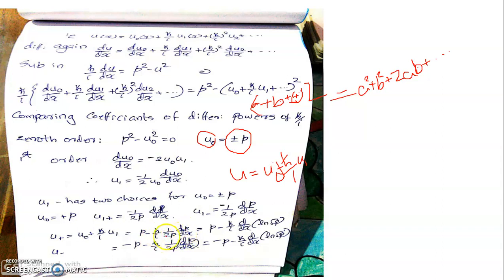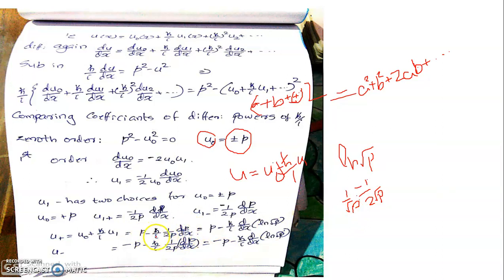We will rearrange this. See, 1 by 2p dp by dx is the derivative of natural log root p. Natural log root p has a derivative: derivative of logarithm is 1 by what is there inside the logarithm, that is 1 by root p, and the derivative of root x is 1 by 2 root x, so this will have a derivative 1 by 2 root p. Overall it has a derivative 1 by 2p dp by dx.